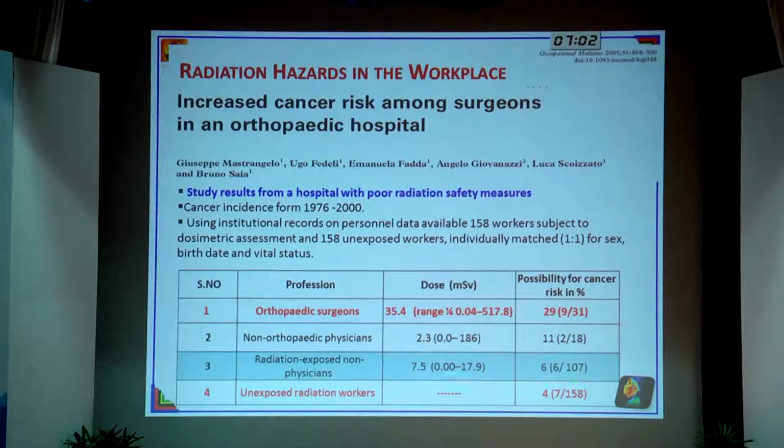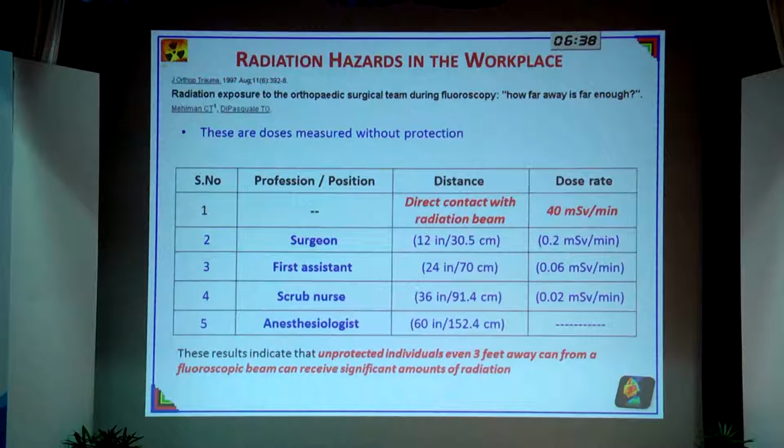If you compare it with the unexposed radiation workers, it was around 4%, so at least 25% here, which is quite high. I know that many times we say it's just a C-arm and we use very low levels of radiation, low energy, but you can see that the risk can be quite high. And of course, that reduces for people who are standing away from the primary radiation.